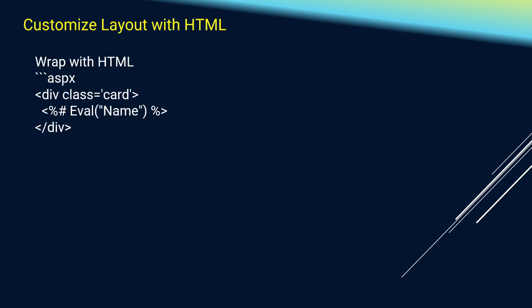You can fully control the layout using HTML. For example, wrap each item inside a div class equal card. Add CSS to style it however you want. This is the power of repeater. It doesn't add any unwanted table or formatting by default.